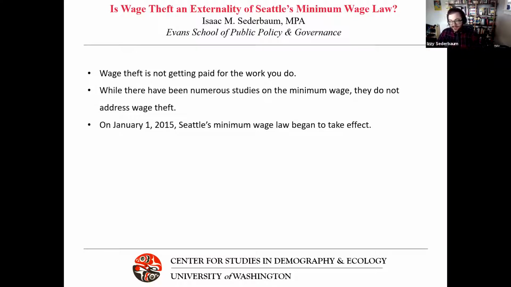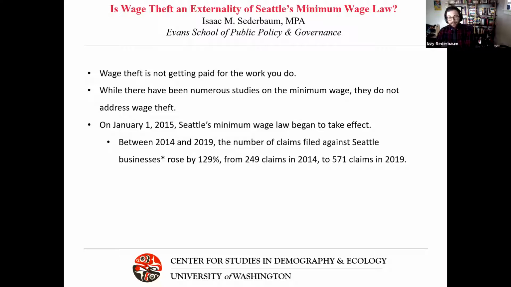However, we live in Seattle where the minimum wage ordinance took effect on January 1st of 2015, starting at $11 an hour, and it's been ramped up to $15 an hour for all businesses as of this coming January 1st. Between 2014 and 2019, the number of claims filed against Seattle businesses rose by 129%, from 249 claims filed with the State Department of Labor and Industries in 2014 to 571 claims in 2019.